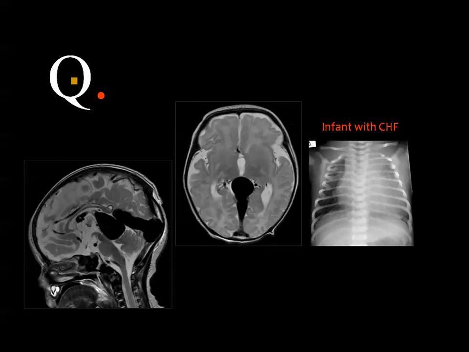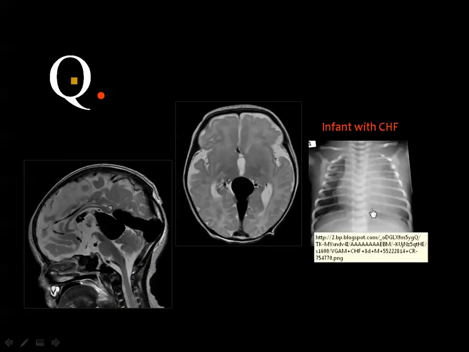Vein of Galen, aneurysm, malformation. The exam is sagittal T2, axial T2, chest X-ray.